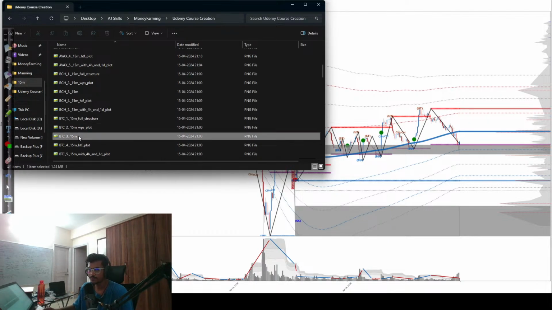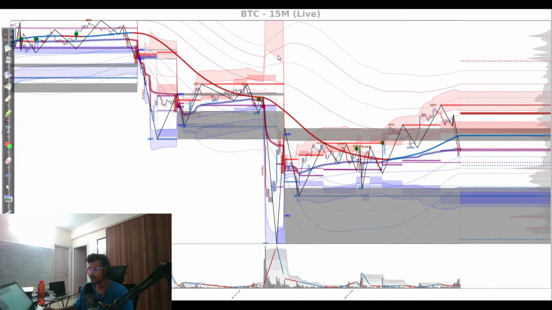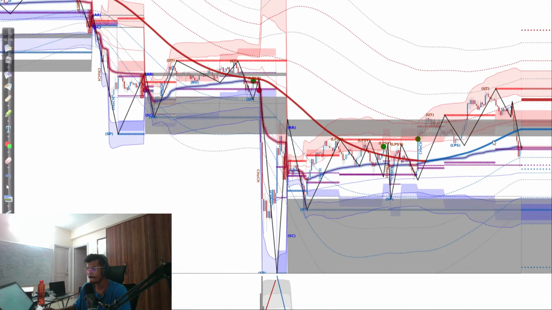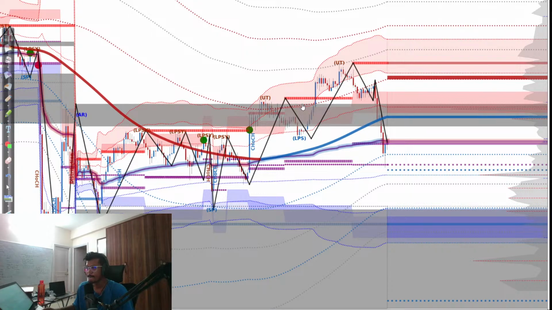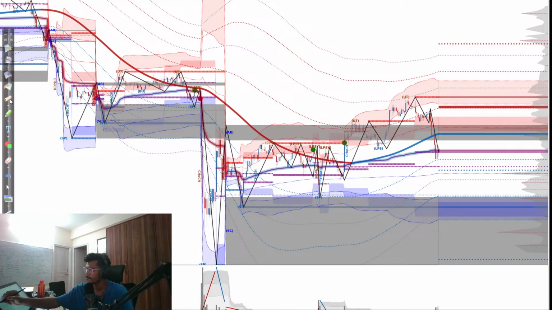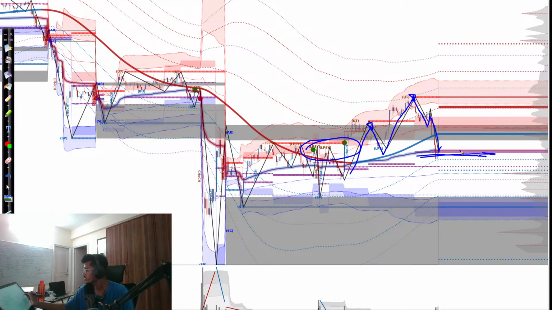Bitcoin, yeah. So Bitcoin, okay. So here what we see is we are going up wave, down wave, up wave. So like what I told you, as it's gonna come back to the value area, that's where we are looking to go long. So it is already in the value area.